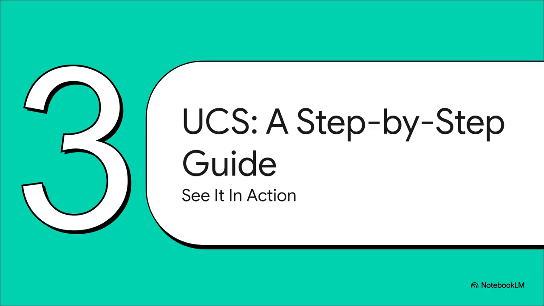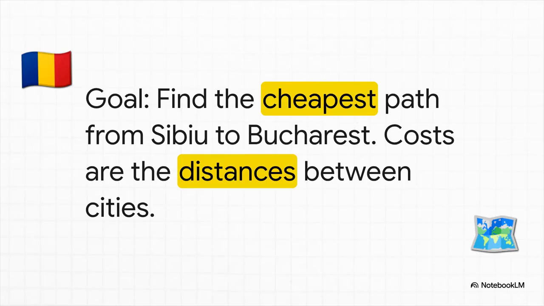Okay, that's enough theory. Let's make this real. We're going to walk through a classic example so you can see exactly how this cheapest first thing plays out in practice. So imagine we're planning a road trip through Romania. We're starting in a city called Sibiu, and we need to get to Bucharest. All those numbers on the map, that's the distance between cities. And for our purposes, distance is cost. The mission is simple. Find the absolute shortest route.